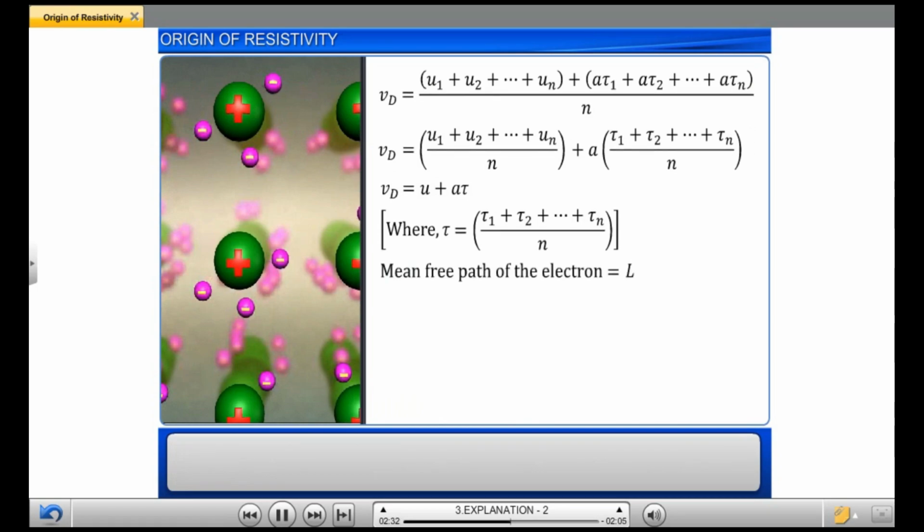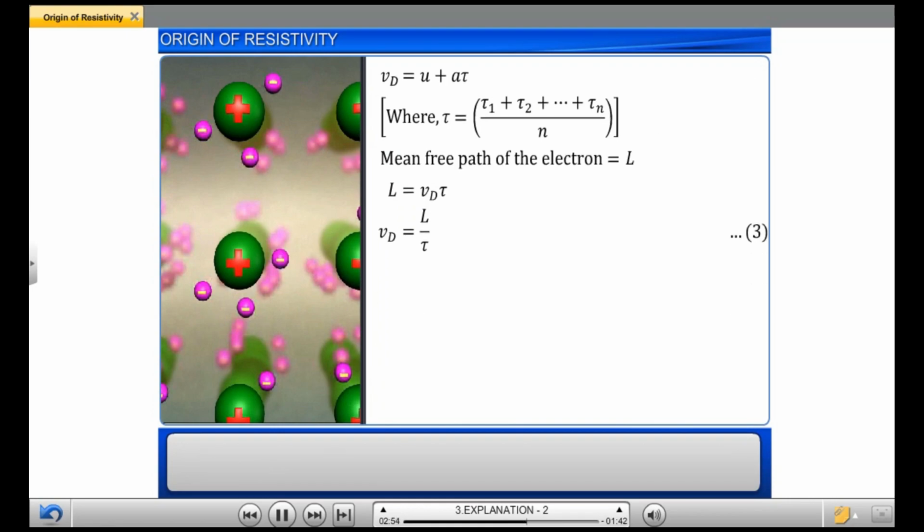Let L be the mean free path of the electron. Then we get L is equal to drift velocity Vd into relaxation time tau. Hence, we get Vd is equal to L by tau. Let this be equation 3.